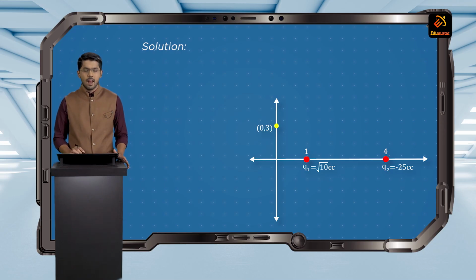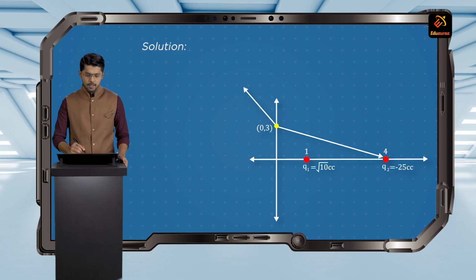So let's try to write the net electric field at this point (0, 3). If you notice from the diagram itself, the direction of the electric field due to Q1 will be directed radially outwards towards this direction, and the electric field due to Q2 will be towards Q2 because it's a negative charge. So let's try to write the value of the electric field in the vector form.